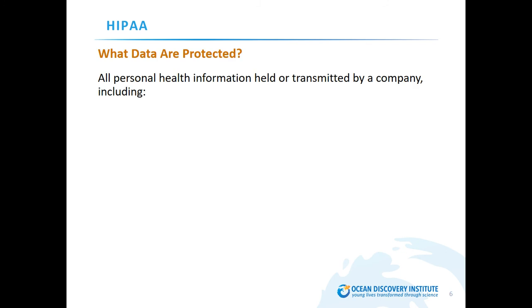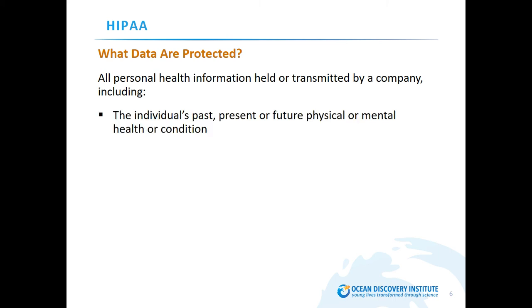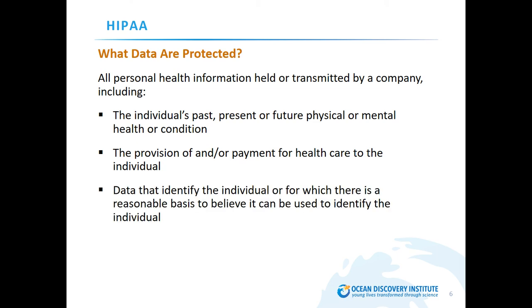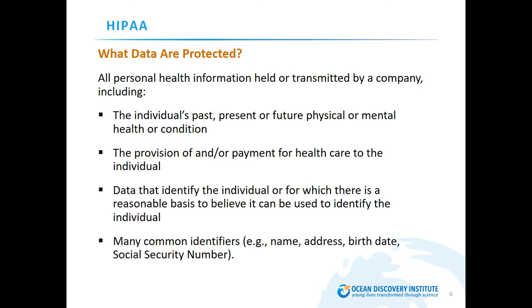All personal health information data that are held or transmitted by a company is protected by HIPAA. These data include the individual's past, present, and future physical or mental health conditions, the provision of and/or payment for health care to an individual, and data that identifies the individual or for which there is a reasonable basis to believe it can be used to identify the individual. Many common identifiers such as name, address, date of birth, and Social Security number are also protected by HIPAA.